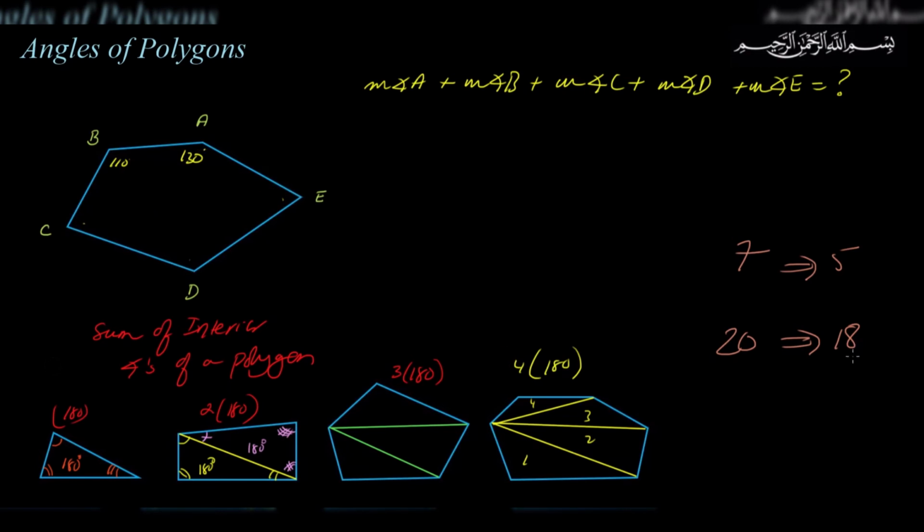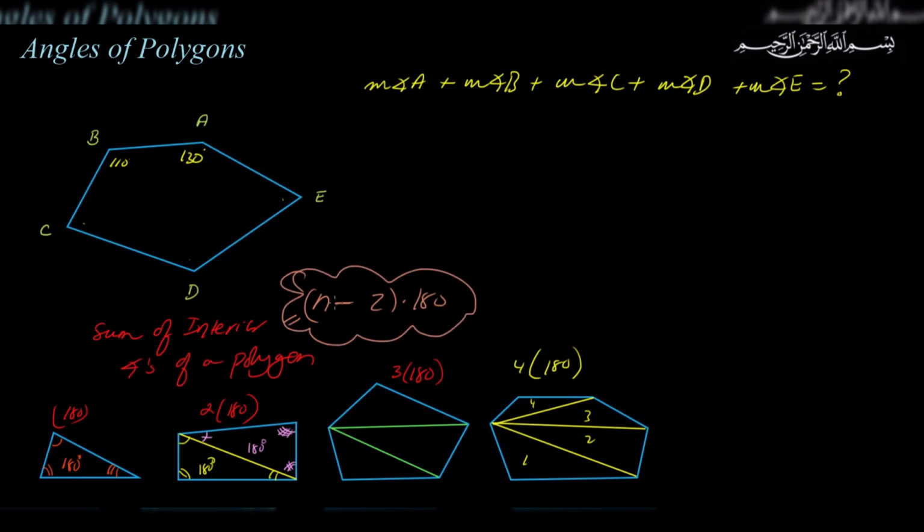So the number of triangles that you can make out of a polygon is always 2 less than the number of sides. That's pretty cool, right? Because then you can get a formula. You can say the sum of the interior angles is going to be the number of sides of a polygon, and you take away 2 from that, times 180 degrees. There it is. So the sum of the interior angles of a polygon is 180 degrees times 2 less than the sides.